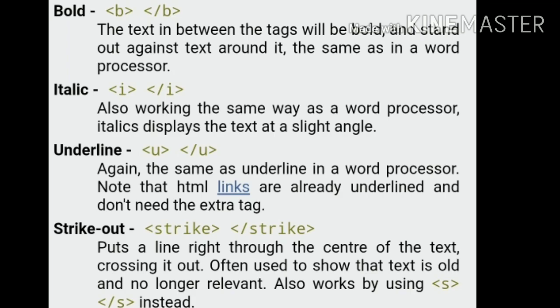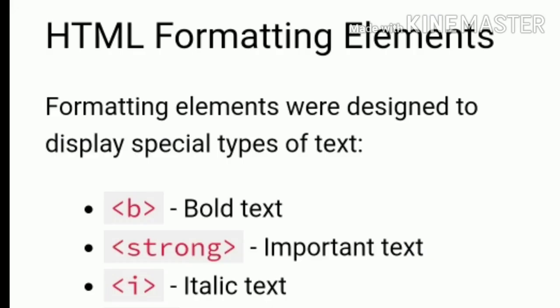For example, the p tag is the paragraph tag. In between the paragraph tag you can use the bold text tag, that is the opening b tag. In between you can write the bold text, close the b tag, and then give the closing paragraph tag.